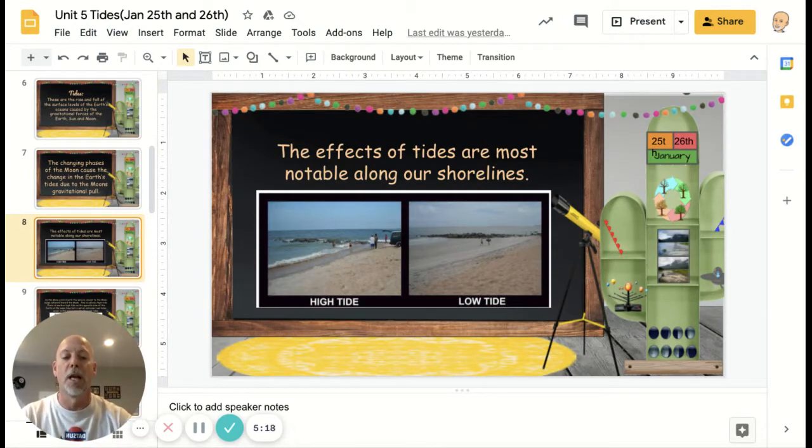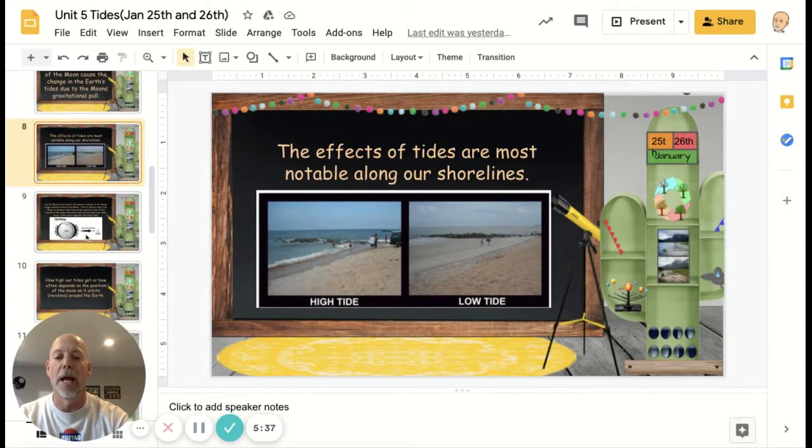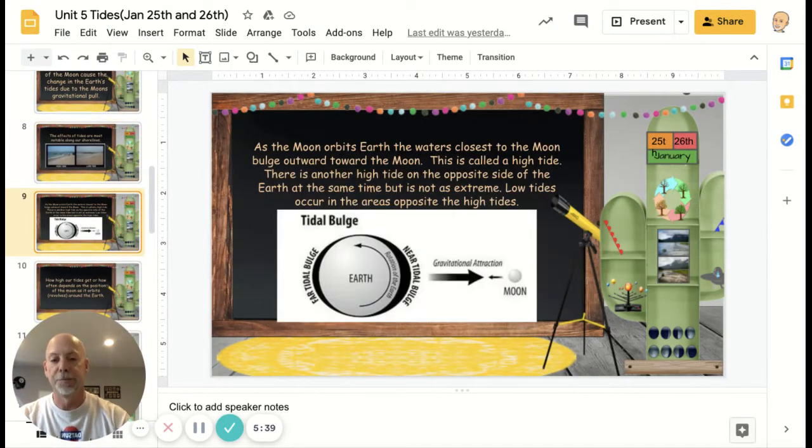But if you're walking on the beach, you see here on the left the high tide, and you see where that water level is compared to that little rocky point. And then you see low tide, and you see how much further out that water is now, and how much more of that jetty or rock outcropping is exposed. Okay, so along the shoreline is where you're going to see the most change.